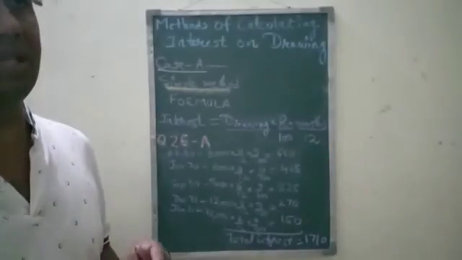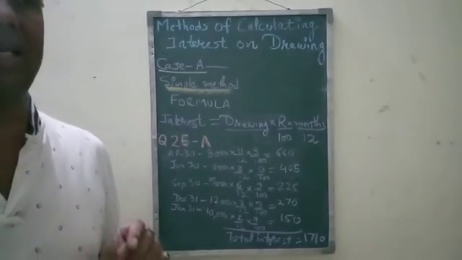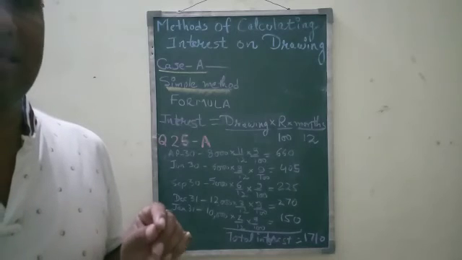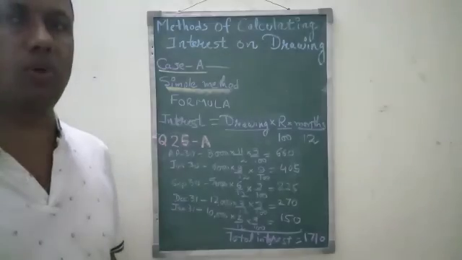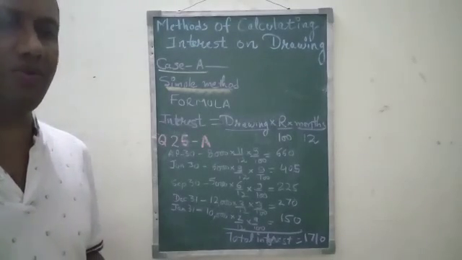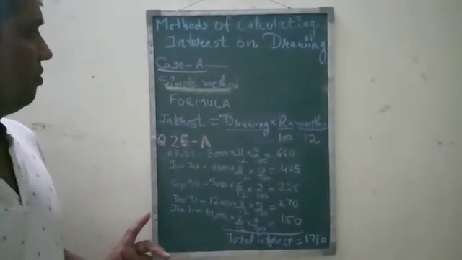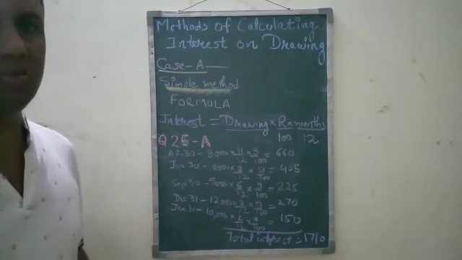Interest on drawing is calculated only when it is specified in the question. Otherwise, interest on drawing is not calculated. Okay. After that, we move on to the next method.